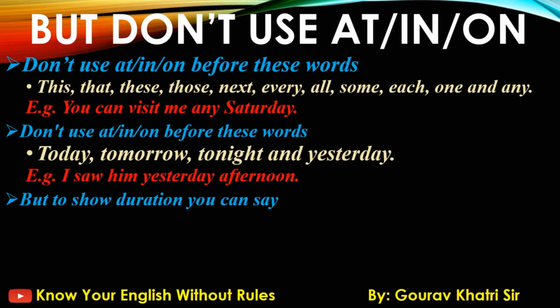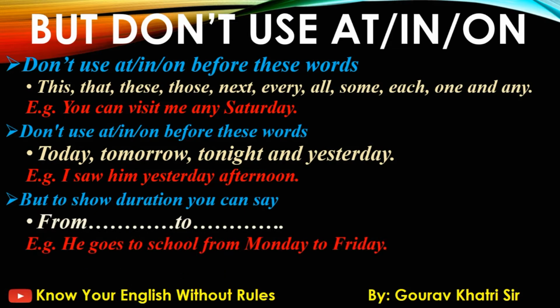Next is to show duration. Whenever you want to say some duration of time, say it like this. From dash to dash. How? See the example. He goes to school from Monday to Friday. You come to class from Monday to Saturday, like that. Another one is, she works from 9 to 5 every day. So whenever you have to tell the duration of time, you can use it like from dash to dash. Mind it. And if you want to do some more careful practice of these, pause the video here first and repeat these words loudly and then further move on.